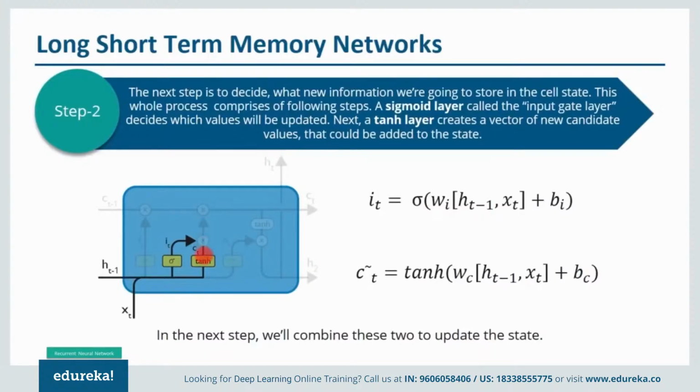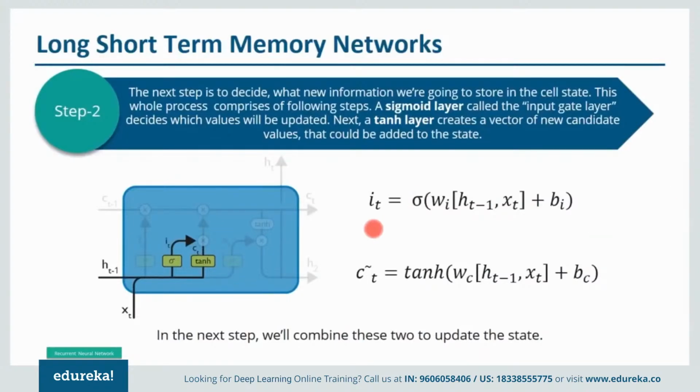Let me explain it in simpler terms. Whatever input we get from the previous timestamp and the new input will be passed through a sigmoid function, which will give us i of t. This i of t will be multiplied by c bar of t, which is the previous timestamp's input and the new input passed through a tanh, resulting in c bar of t. And this will later be added to our cell state. The next step will combine these two to update the state.